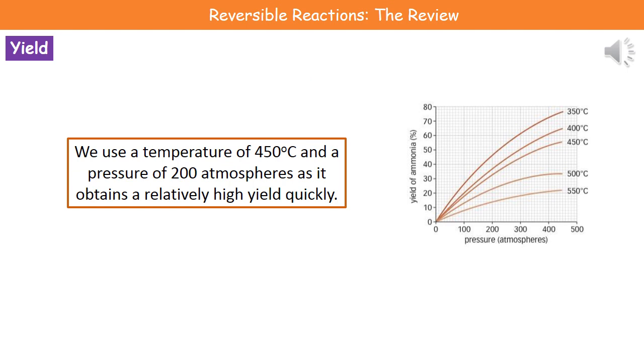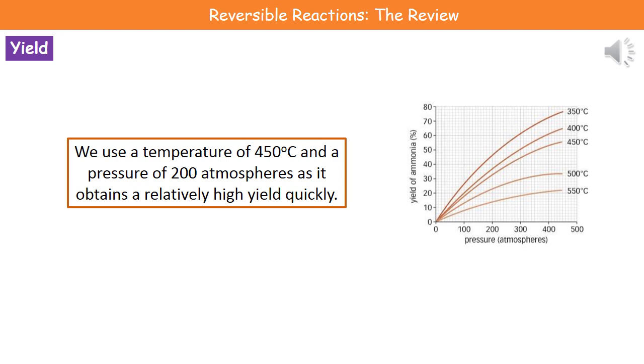If we think back to the conditions that we've said we use for the Haber process, then we use a temperature of 450 degrees centigrade and a pressure of 200 atmospheres. Now obviously if we look at the graph, we can see that's not the best conditions. Ideally we want it to be 350 degrees centigrade and a pressure of about 450 atmospheres if we were to want the maximum yield there.